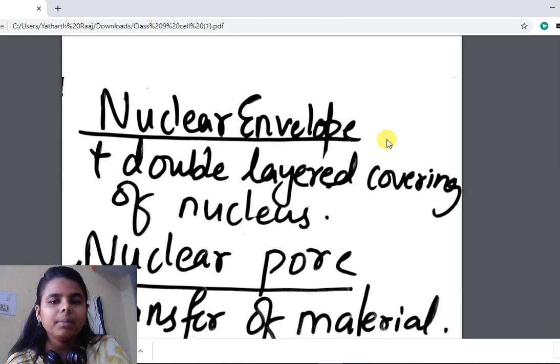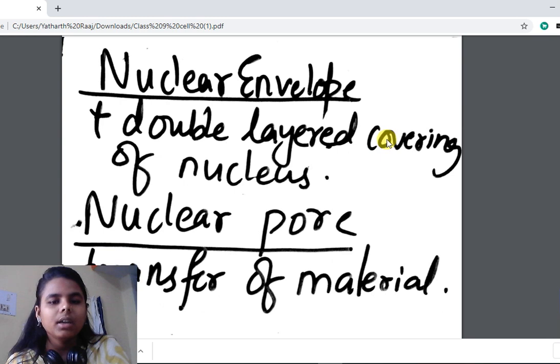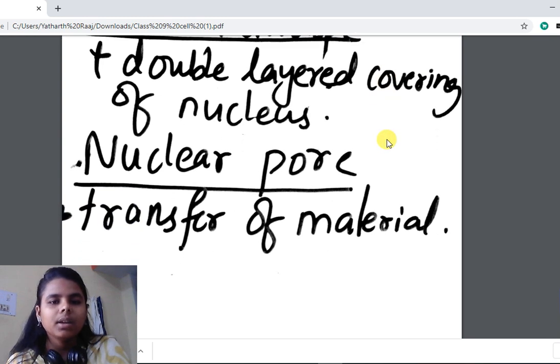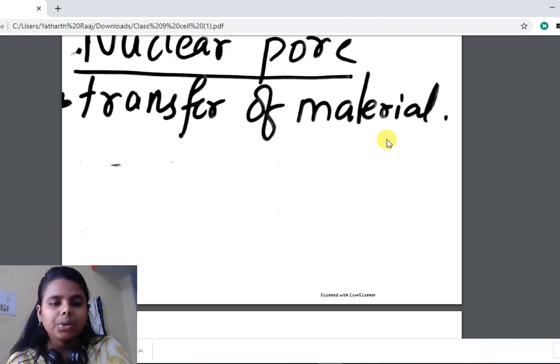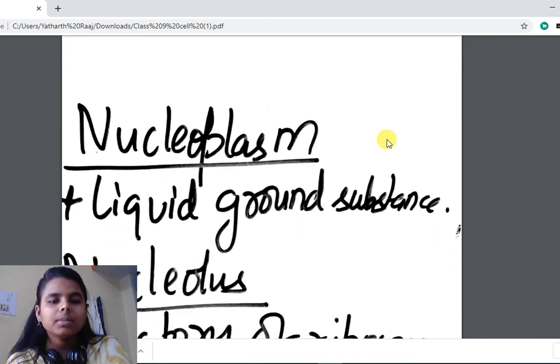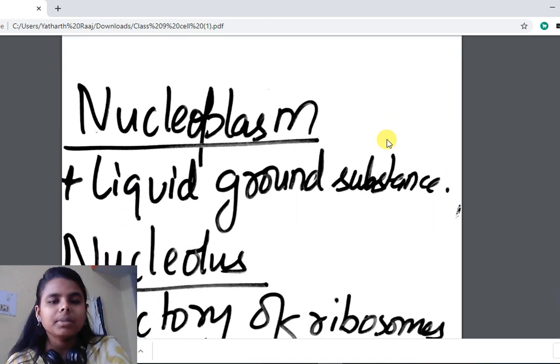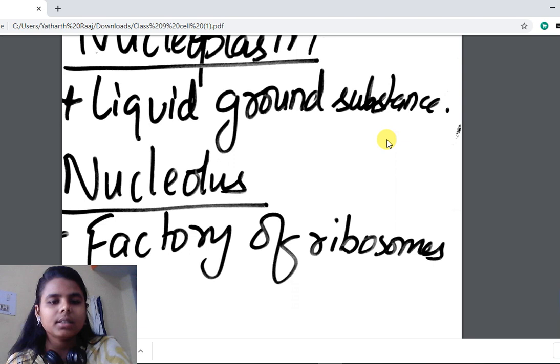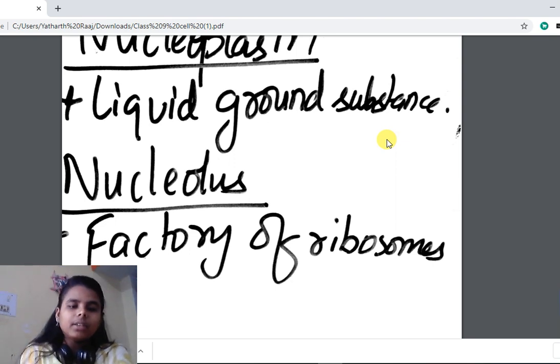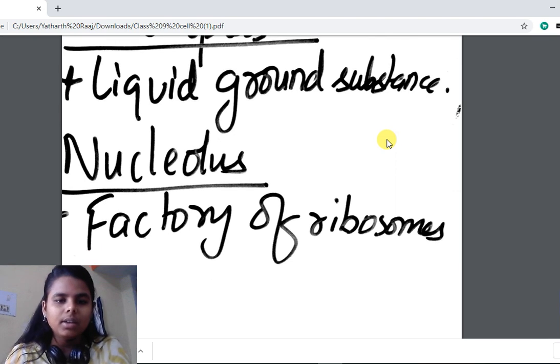So nuclear envelope, the double layered covering of the nucleus. Nuclear pore, the pore on the nuclear envelope which helps in the transport of materials from nucleoplasm to cytoplasm, is called nuclear pore. Nucleoplasm is the liquid ground substance. Nucleolus, the granular structure present in the nucleus, which is the factory of ribosomes, is called nucleolus.